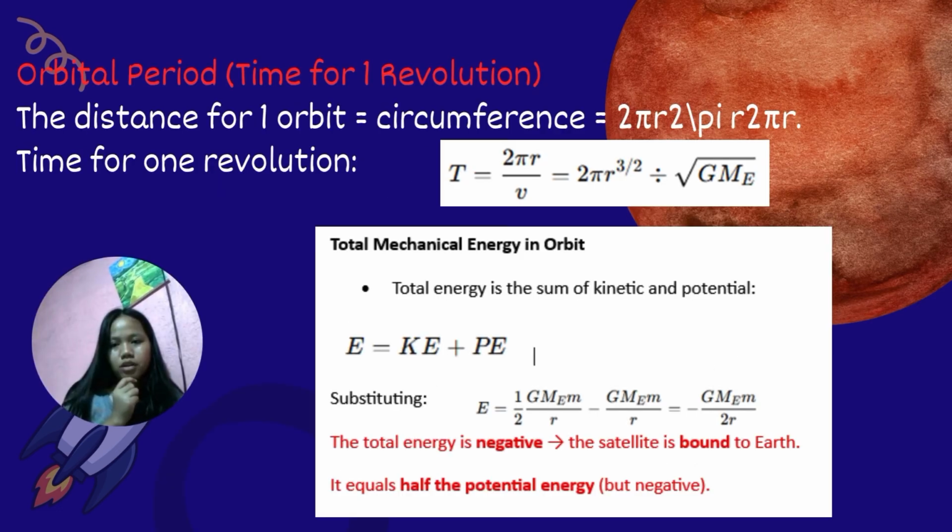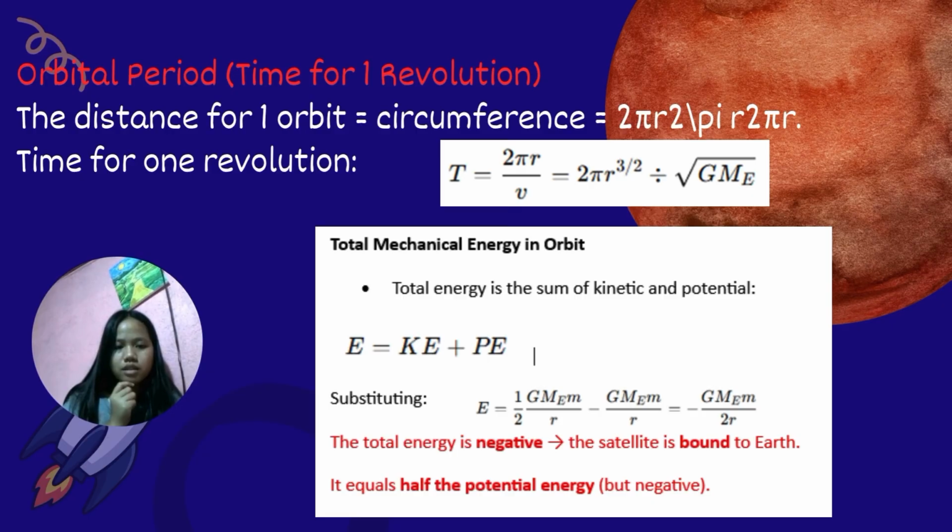So the orbital period is the time that it takes for one full revolution around the Earth. The distance for one orbit is the circumference, which is 2 pi r. And the time for one revolution is T equal to 2 pi r over v, which is the velocity, which is equal to 2 pi r raised to 3 halves divided by the square root of G m sub e.